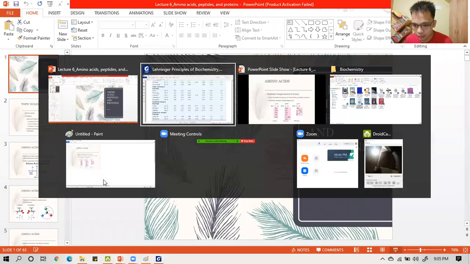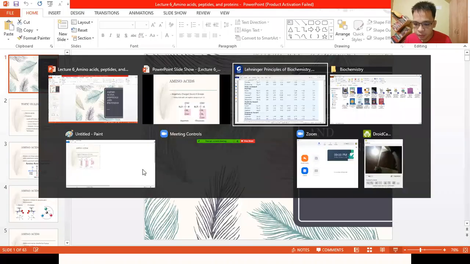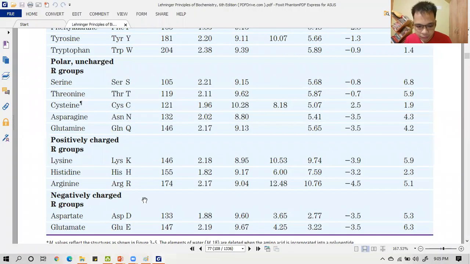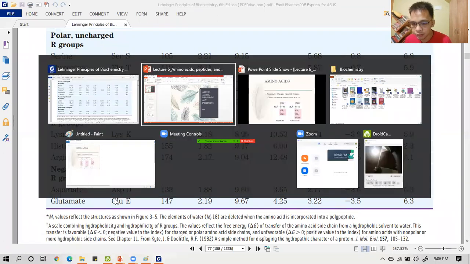And then next, guys, in our discussion, we have the negatively charged acidic R groups. We have aspartate and glutamate. Sir, why are they negatively charged R groups? Because they are negatively charged at pH 7, and they have a net charge of negative 2. There are only two of them, aspartate and glutamate. For their 1-letter and 3-letter symbols, we have D and E: aspartate D, glutamate E.